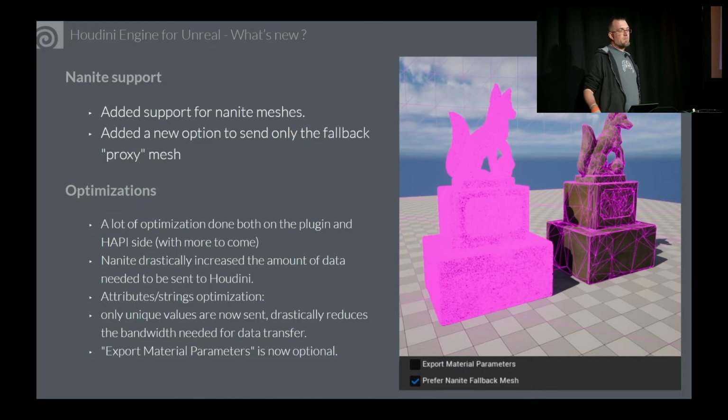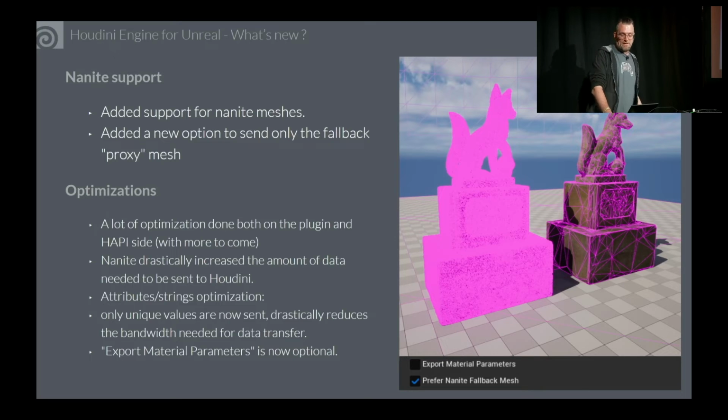If you're using the full Nanite mesh, it's going to take a lot of memory, it's going to take a lot of time. If you enable that option to just say, well, no, I just want the fallback mesh, you're going to get a much lower, that's the lowest LOD, I think, that's available. That will make things much faster to send and much better as far as memory consumption.